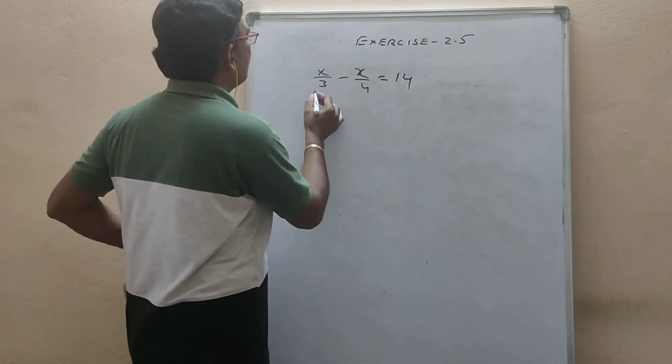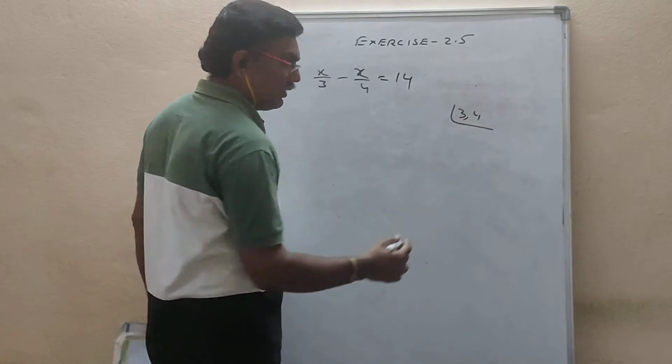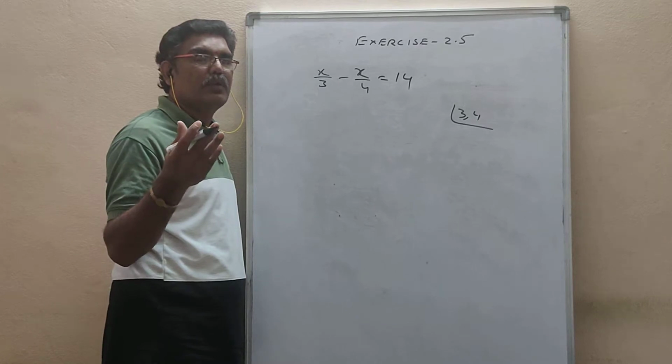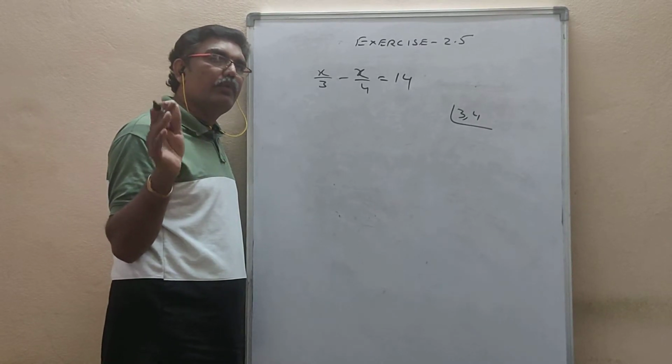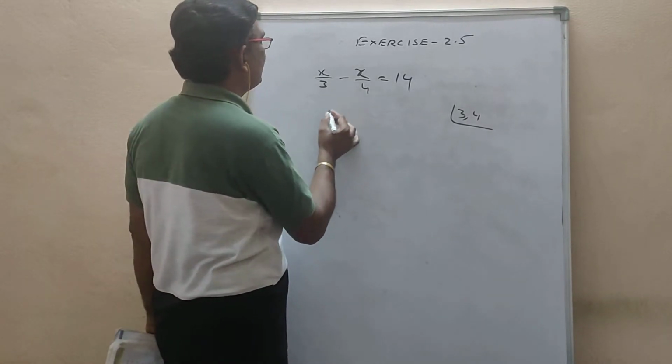Now what you can do is take the LCM of 3 and 4. 3 and 4 will go in one table only. 1 3 is a 3, 1 4 is a 4. So in the 3 table, 3 will come, but 4 won't come. In the 4 table, 4 will come, but 3 won't come. So now the LCM for 3 and 4 is 12.